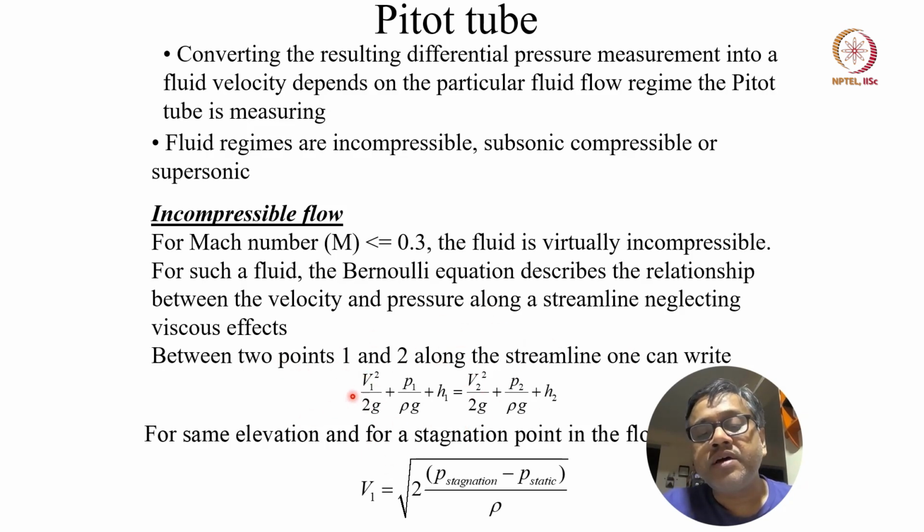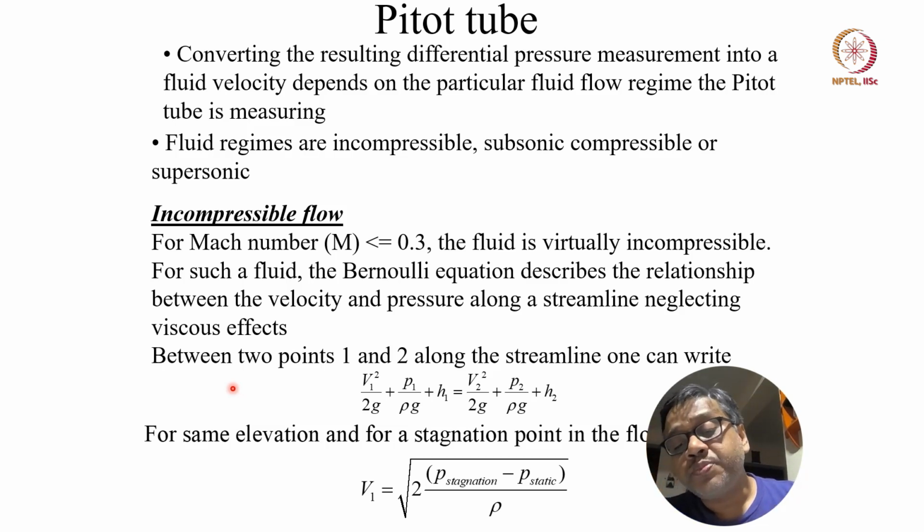So this is V1 squared by 2g plus P1 by rho g plus H1, and so on. Now for the same elevation and for a stagnation point, the velocity is equal to 0. So this velocity now becomes the square root of 2 times (P stagnation minus P static) divided by rho. This is what you get when you have an incompressible flow.